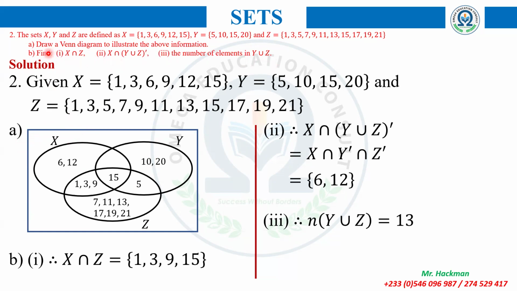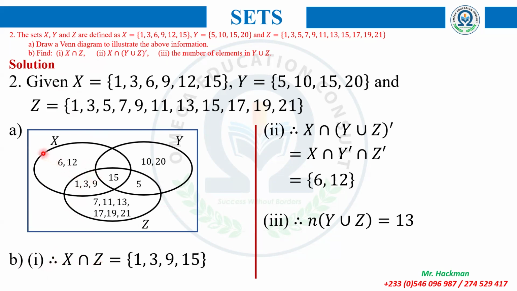Sometimes the question will be more specific: using the Venn diagram above. In that case, you cannot use any other means. If you don't use the Venn diagram, you'll be marked down. So now that we've drawn our Venn diagram, everything in order, let's come to B. The first one, I, we are looking for X intersection Z. You can find the answer straight away.